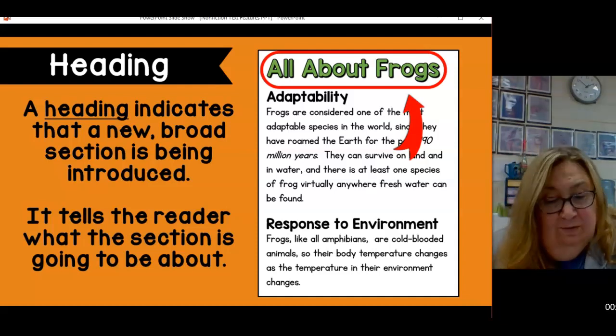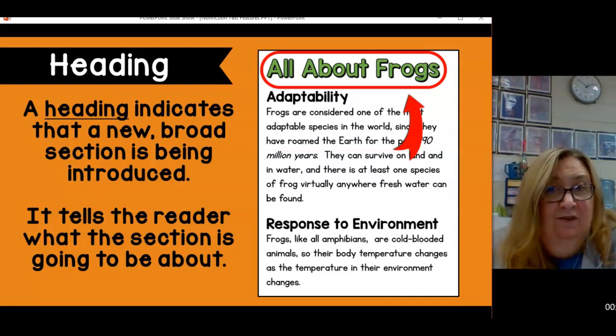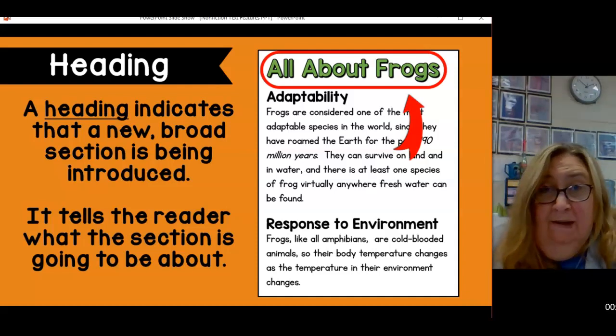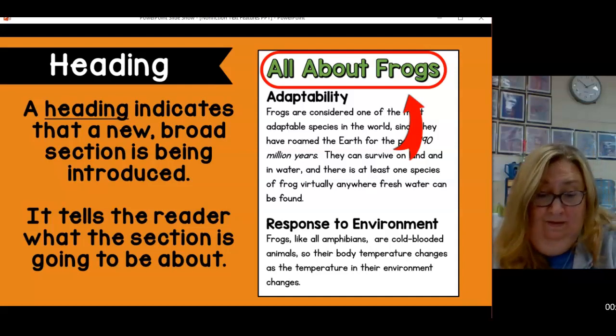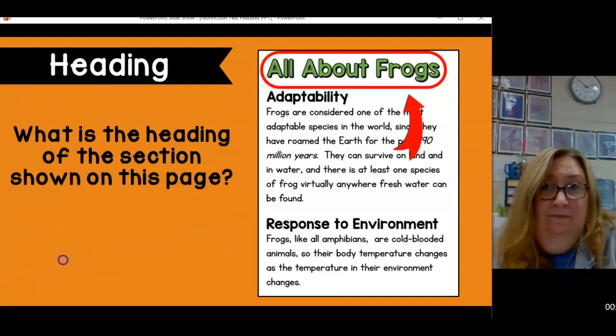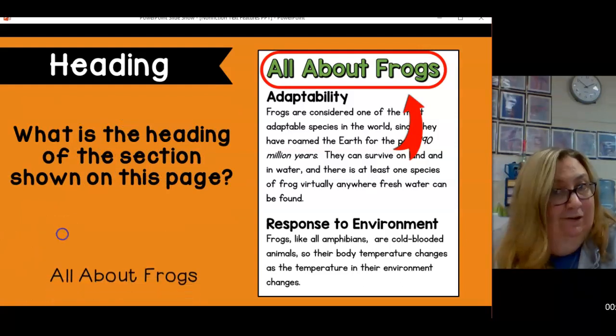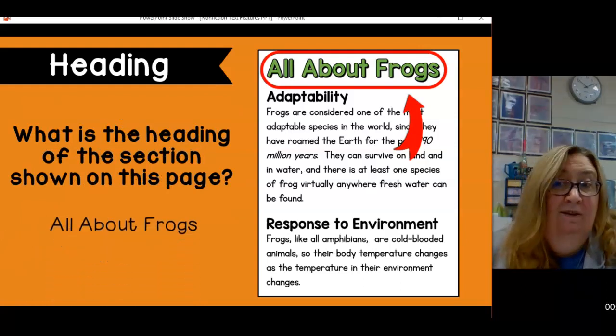And finally, your last question for this particular slide is, what is the heading on that page? We've talked about it. It's circled in red. There's a giant red arrow pointing to it. And it's spelled correctly on my page, so it should be on yours. Pause the video and go do that now. You're right. This section is called All About Frogs.